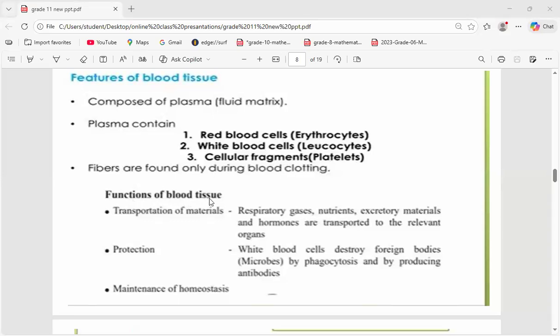And functions of blood tissue. First one is transporting of materials. That means the blood is transporting many materials, right?